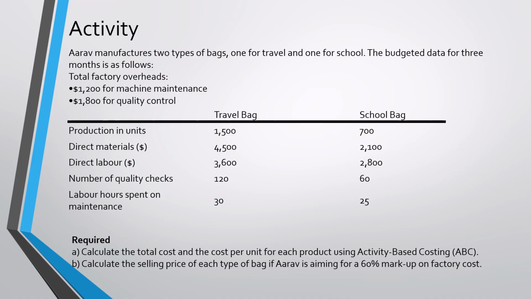Now let's try this with an activity. RF manufactures two types of bags, one for travel and one for school. The budgeted cost includes machine maintenance and quality control. We need to calculate cost per unit using the ABC method and then selling price with a 60% markup. In the question here, we have been given production in units, direct material cost, direct labor cost, number of quality checks, and labor hours spent on maintenance.